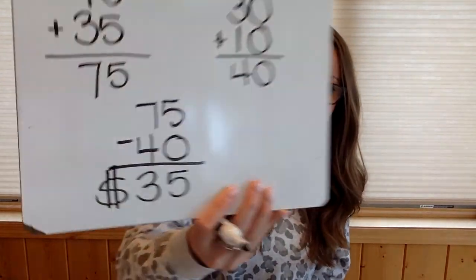Gonna give you a clue on this one. You don't even have to exchange. Cha-ching! So 5 minus 0 is 5. 7 minus 4 is 3. Our answer is 35. Very nice. All right, I'm going to erase here and we'll go on to number 5, which is about Antonio.